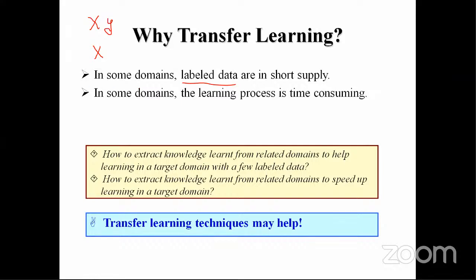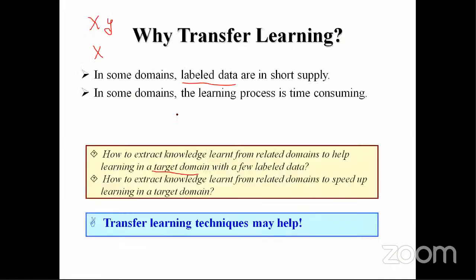That's the one thing. So the question is how to extract knowledge learned from related domains to help learning in the target domain. We call one the source domain and the other the target domain. Source domain means whatever you have learned. Target domain means whatever you have mapped it to.